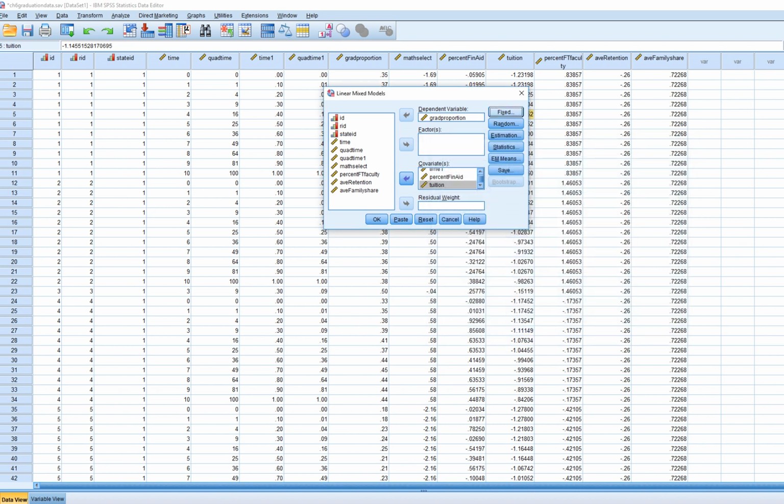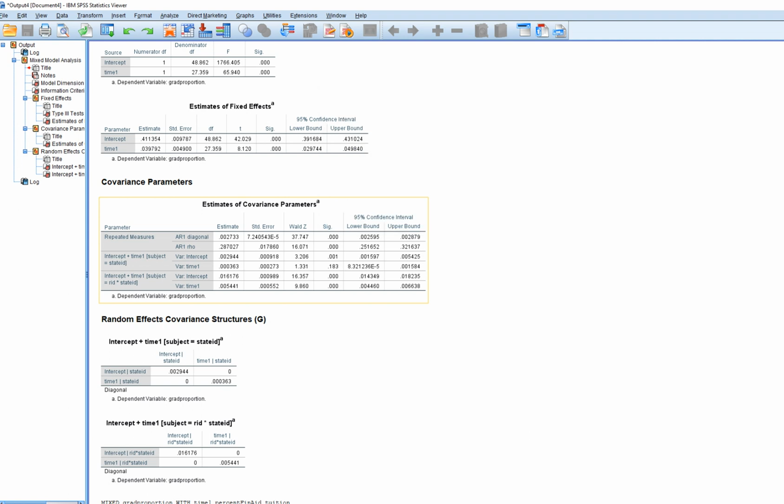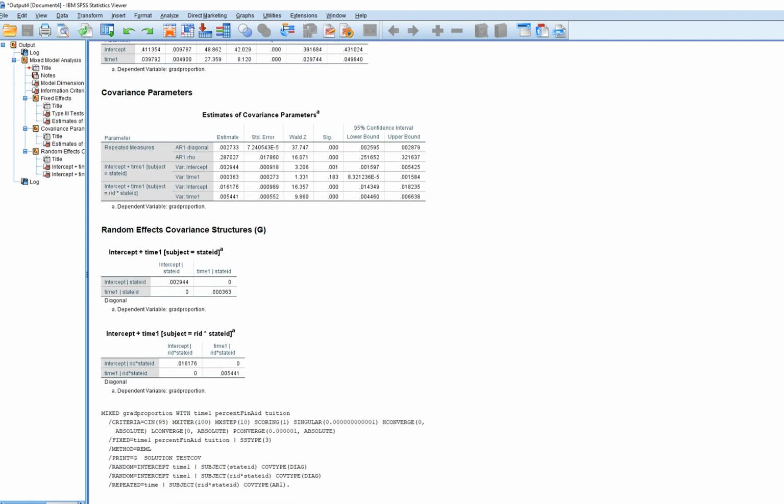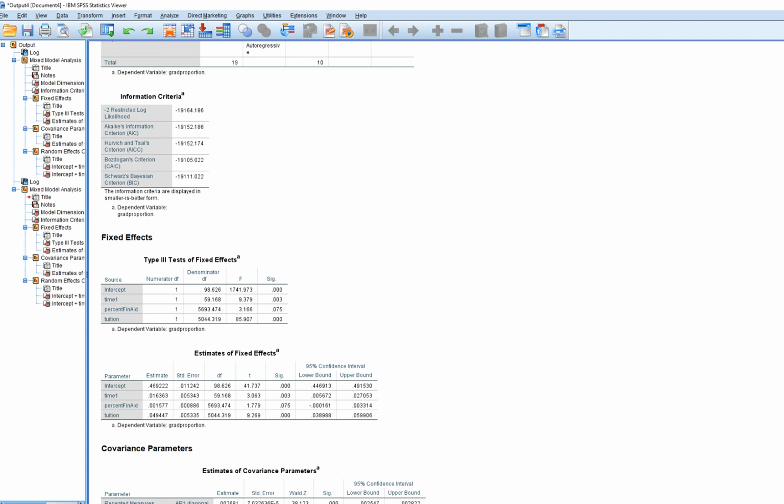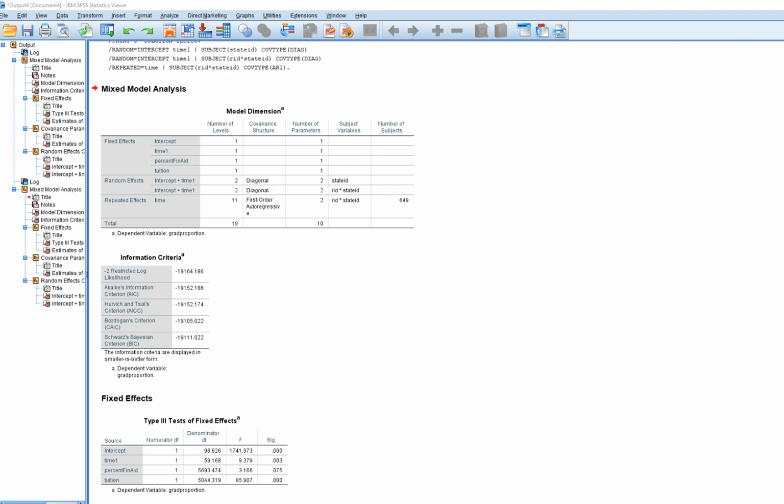And so in this particular demonstration right here, we'll just go ahead and click on OK, leaving everything else exactly as it was specified previously. So right now we're running it. Sometimes it takes a couple of seconds to finish running. So you can see right now in terms of fixed effects, we've got percentage of financial aid being added as a fixed effect, and then also tuition right here.